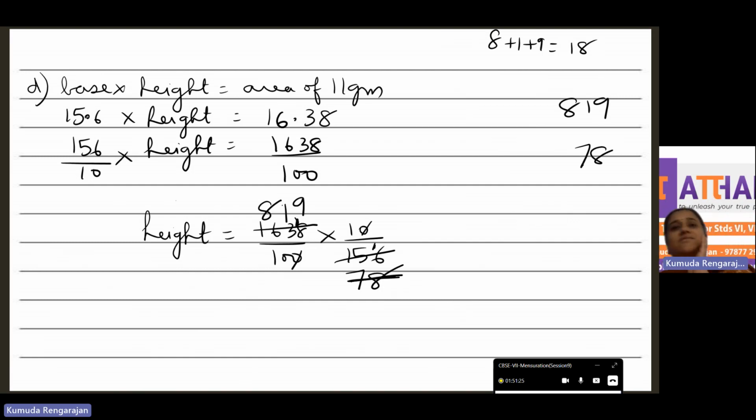3, how many times? 2 times. 2 times how much? 6. What's the remainder? 1. Fix it here. Now 3, how many times? 18. Write that here.